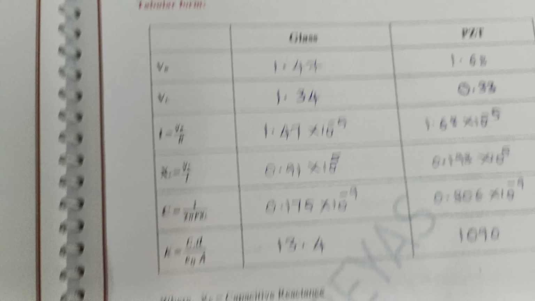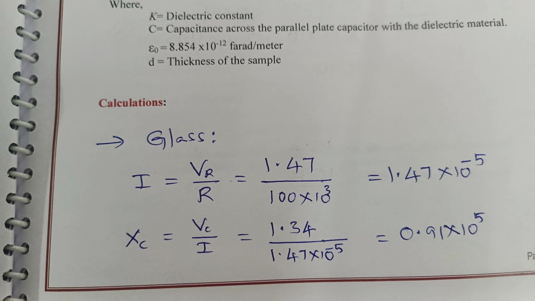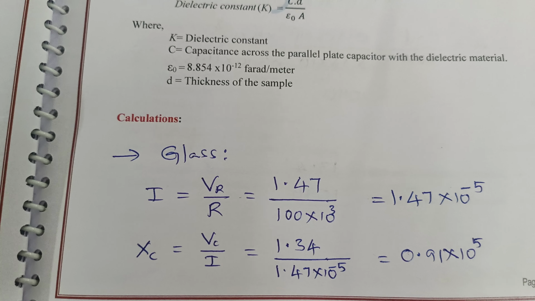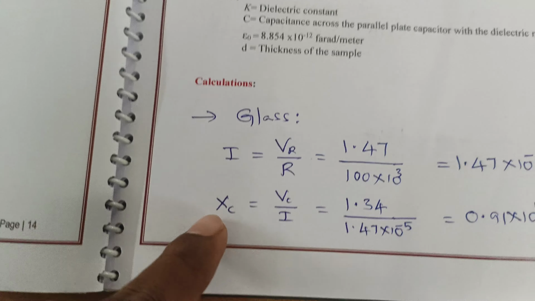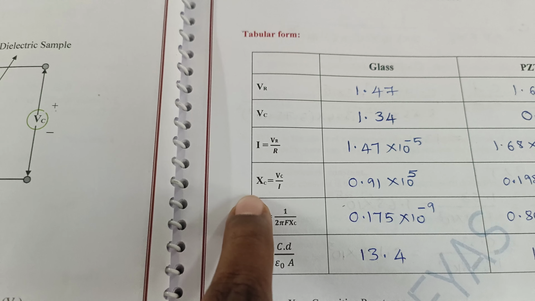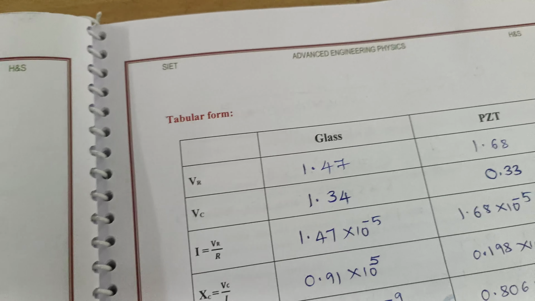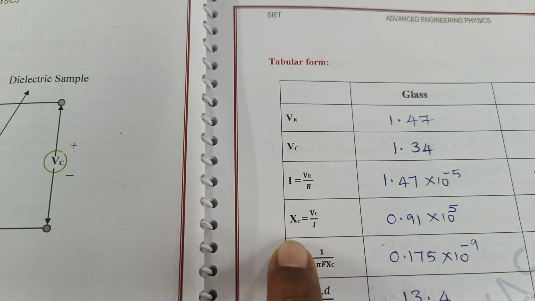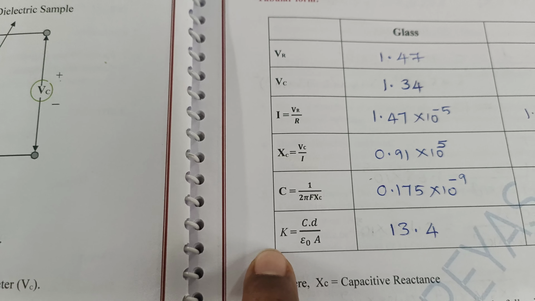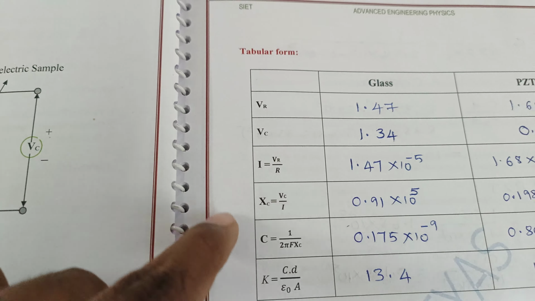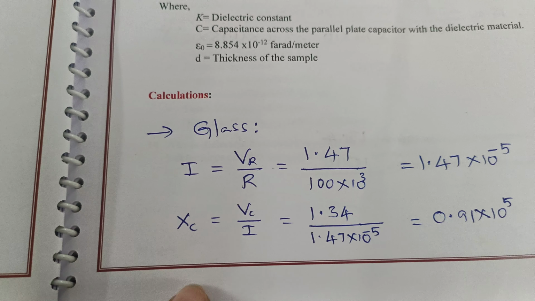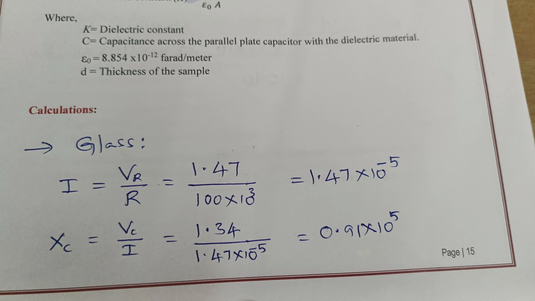After getting these readings we have some calculations like this. Calculate individually and separately, for glass and for PZT. For glass I mentioned like this. Next we have the I value, the capacitive reactance value XC, then the capacitance value, and finally the dielectric constant value. One by one, step by step, you need to remember all the formulas and use them to calculate all the values.